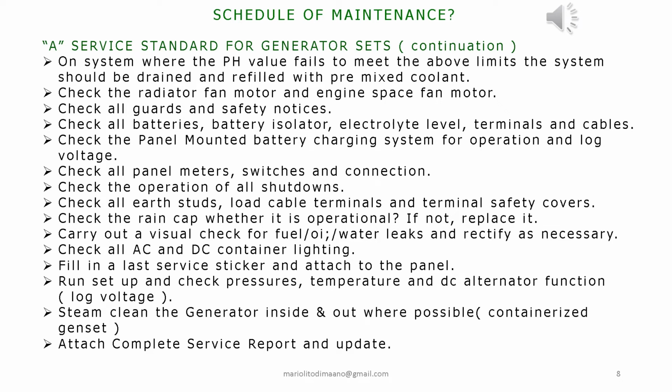11. Check all AC and DC container lighting. 12. Fill in the last service sticker and attach it to the panel. 13. Run set up and check pressures, temperatures and DC alternator function, log voltage. 14. Steam clean the generator inside and out where possible. 15. Attach a complete service report and update.